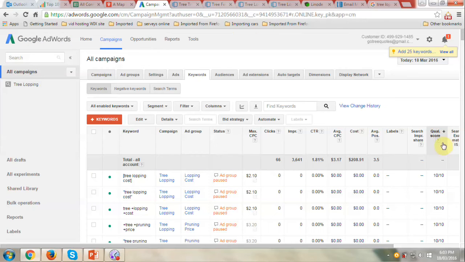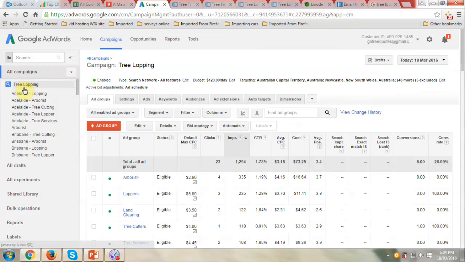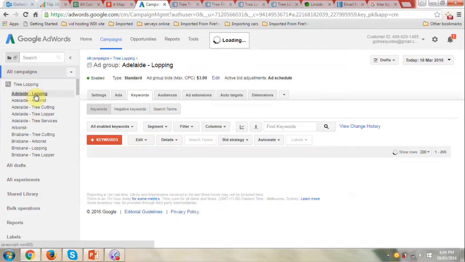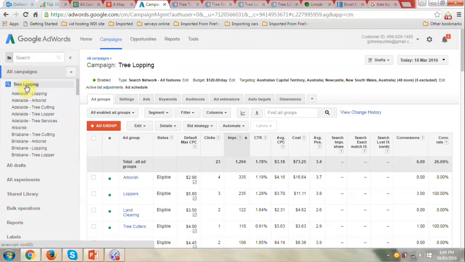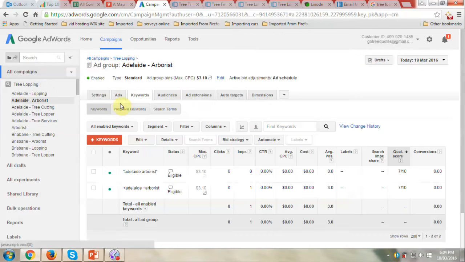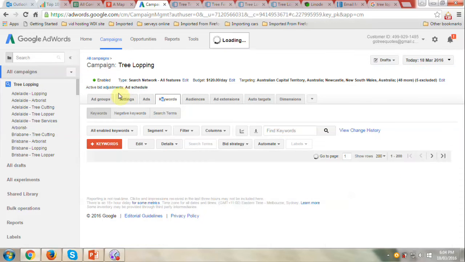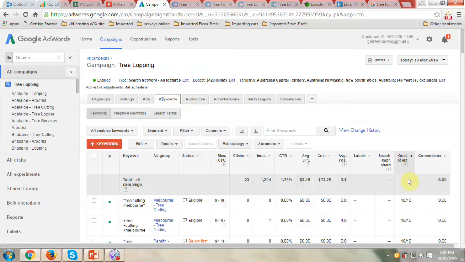Now, if you can't see quality score, I'm going to show you how to bring that up. When you're in your keywords, over here is your campaign. The one with a little magnifying glass is your campaign. Under your campaign are ad groups. So let's be clear with that. If I punch in my campaign, or you can do it in your ad groups too, it's best doing it at a campaign level. Go to keywords, a tab along the top.